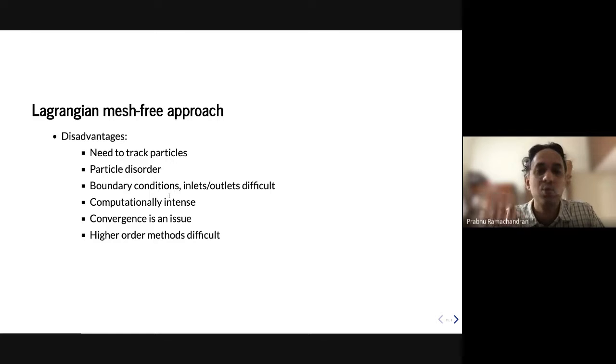Boundary conditions, as usual, are difficult, and this is an active area of research. In fact, even recently, you'll see many papers on inlets, open boundary conditions, and things like that. We have a recent paper on this as well. But I guess this is something that's very common in all numerical methods. Accurate boundary condition implementation is always something we're interested in looking at.